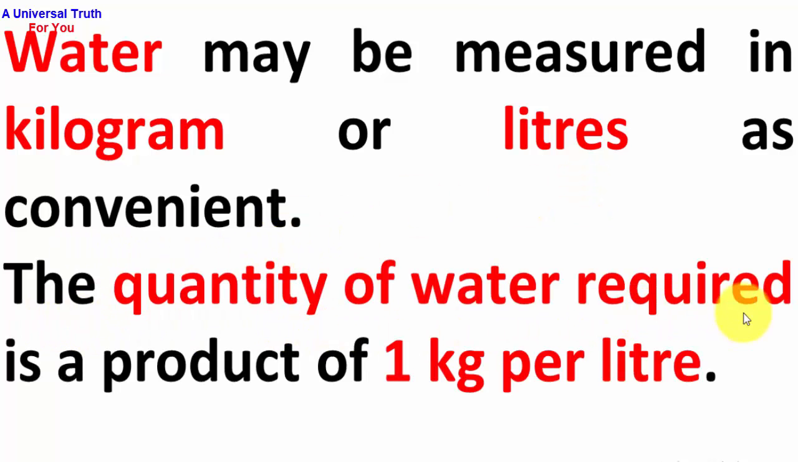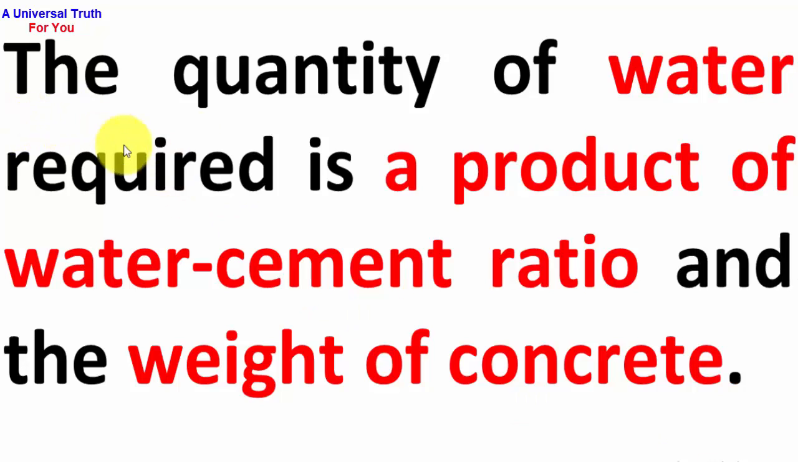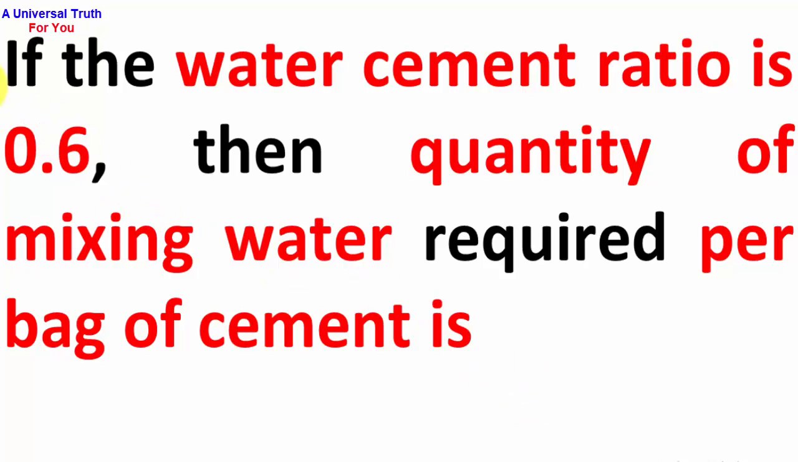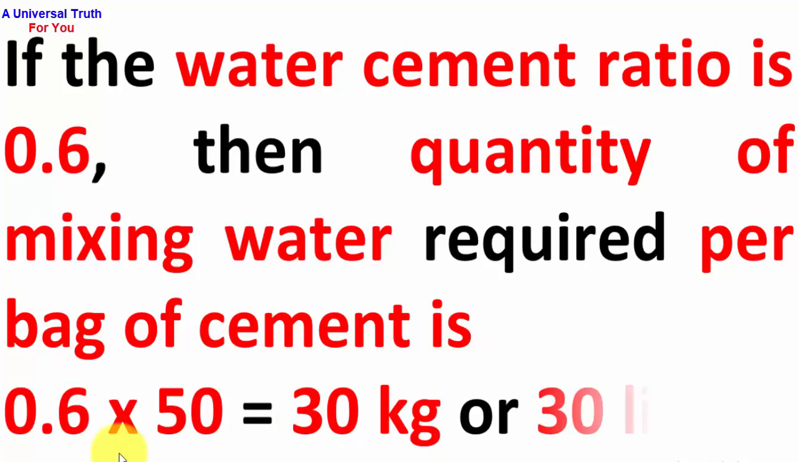The quantity of water required is a product of 1 kg per liter. The quantity of water required is a product of the water cement ratio and the weight of cement. If the water cement ratio is 0.6, then the quantity of mixing water required per bag of cement is 0.6 into 50 is equal to 30 kg or 30 liters.